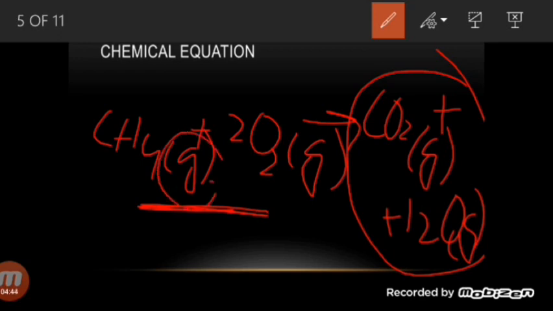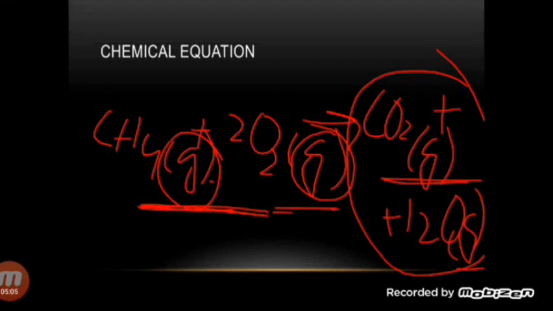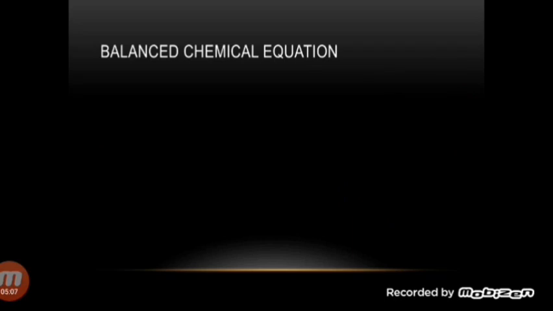Look at this. Methane is present in the gaseous state, so there is a small g over here, which represents its gaseous state. Oxygen is again in the gaseous state, so here is a small g representing its state. Carbon dioxide obtained after the reaction will be in the gaseous state, so small g, and water will also be obtained as water vapors in the gaseous state, so small g is written. Now, how can we balance chemical equations?